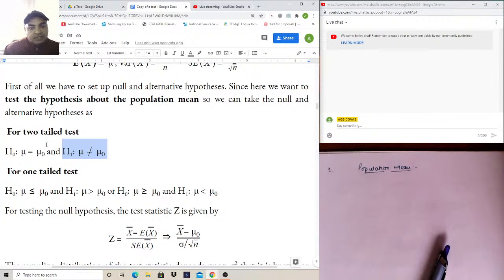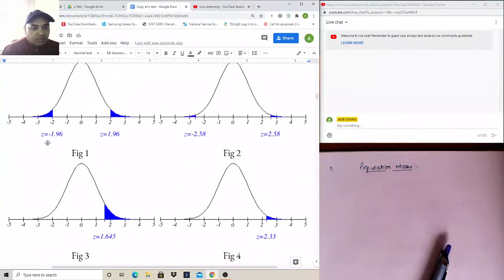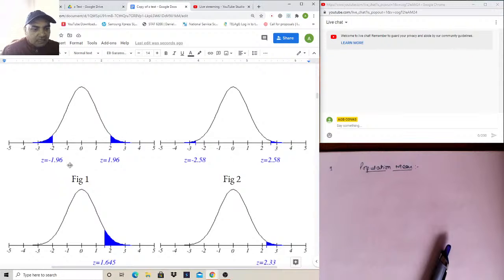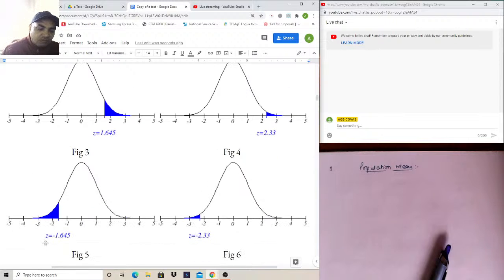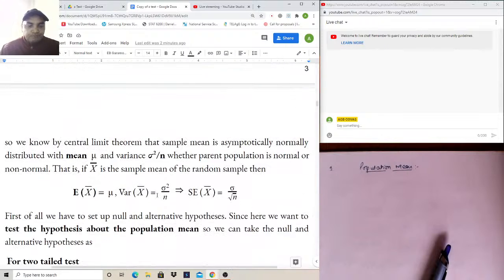What level of significance and cutoff values we will be using, we have already discussed. For the two-tailed test, we will be using minus 1.96 and plus 1.96. For a one-tail test, in the right tail test we will be using 1.645 and 2.33, and in case of the left tail test we will be using minus 1.645 and minus 2.33. This is at 5%, this is at 1%, right?